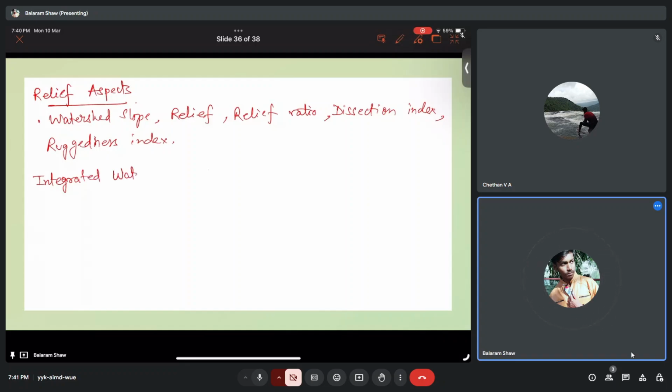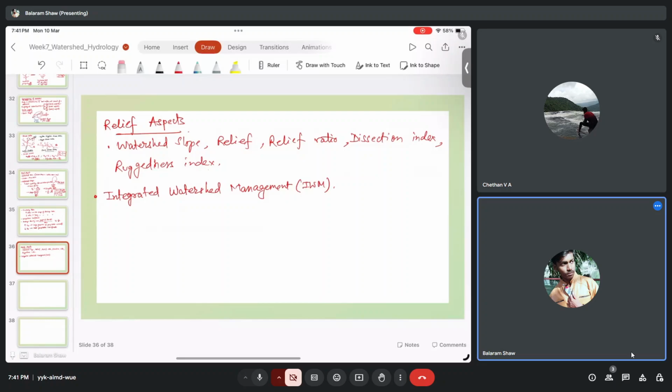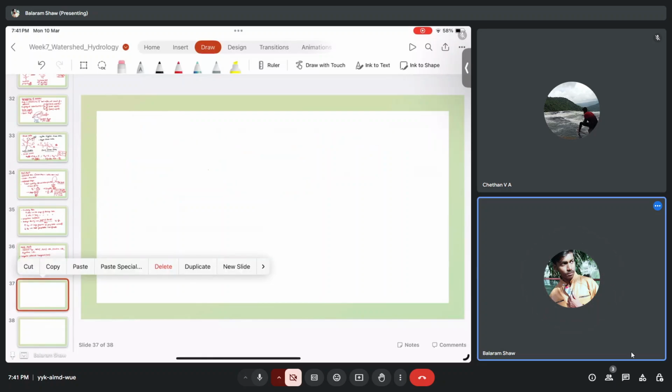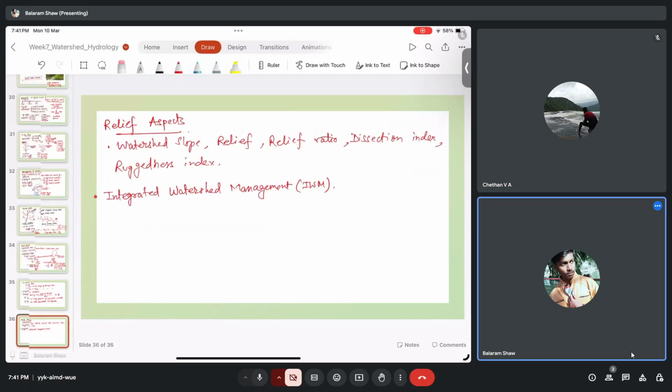Integrated watershed management, that is IWM, right? So I'll not go into detail. We have studied this in lectures. Any questions in this, or any doubt? Anything in the questions today?